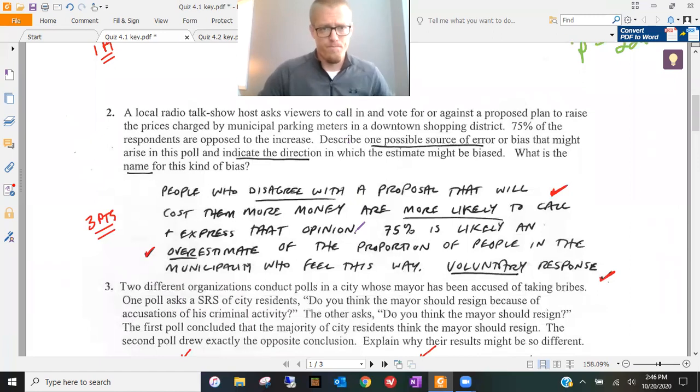All right, number 2. A local radio talk show host asked viewers to call in and to vote for or against the proposed plan. Okay, 75% of the respondents are opposed to the increase in parking meters. Describe one possible source of error or bias that might arise in this poll and indicate the direction.